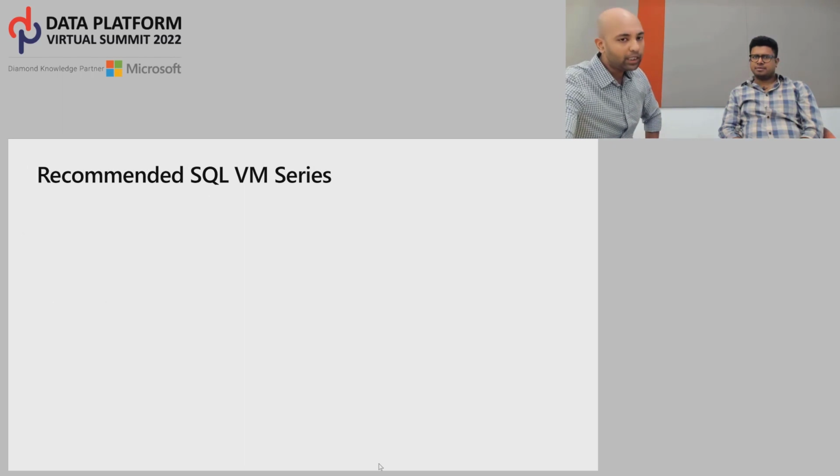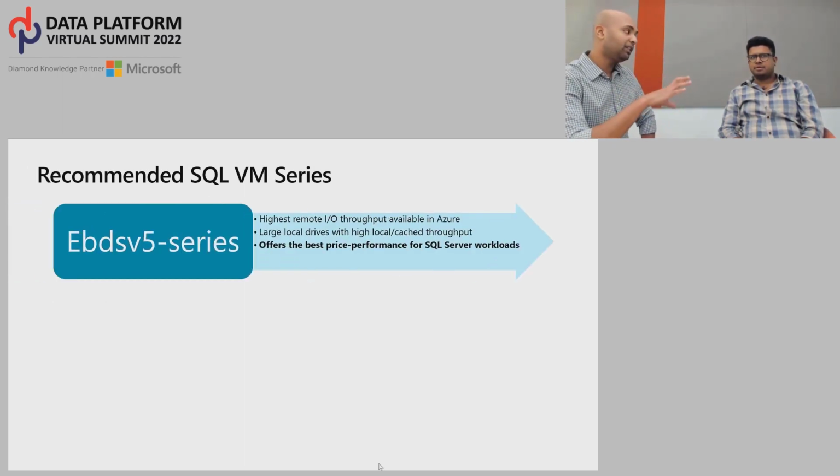So I did want to touch upon the recommended VM series. I know you spoke about your EBDS and EDS series, V5 series VMs, but we really believe that you get the highest remote throughput from EBDS V5 series VMs, right? That offers the best in-class price performance for SQL Server workloads.